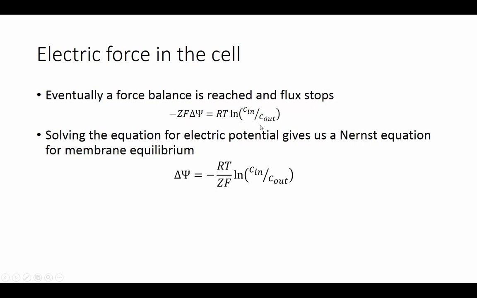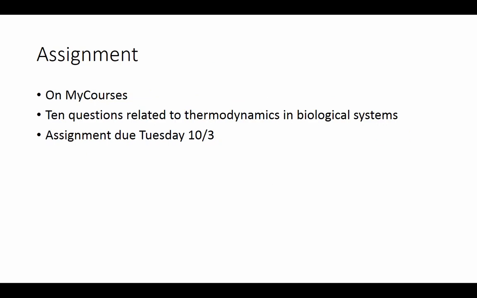We look at this equation here as being an equilibrium equation of sorts. We can solve the equation for electric potential, which gives us the very popular Nernst equation. And this is for membrane equilibrium. So the change in potential is equal to negative RT divided by ZF, and again Z is the charge of the ion, F is Faraday's constant, multiplied by the natural log of the concentration in divided by the concentration out. Okay, so that's all I'm going to say about that.